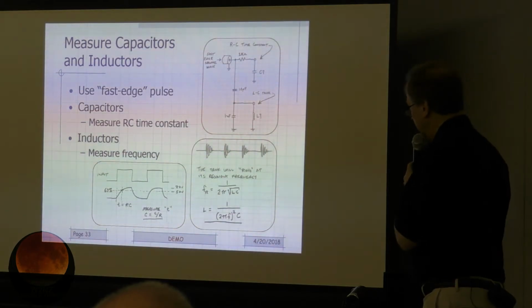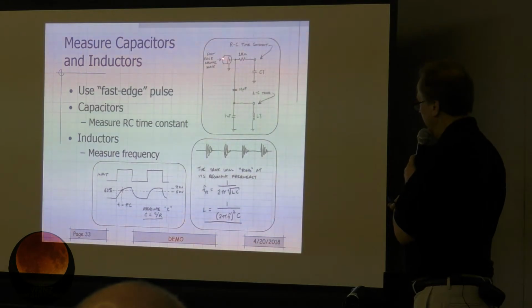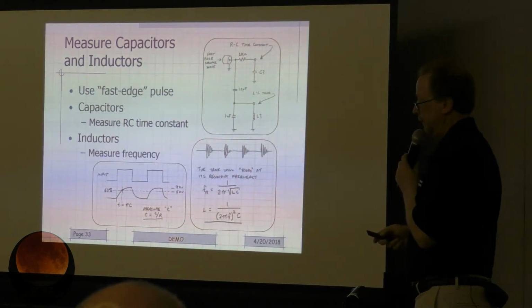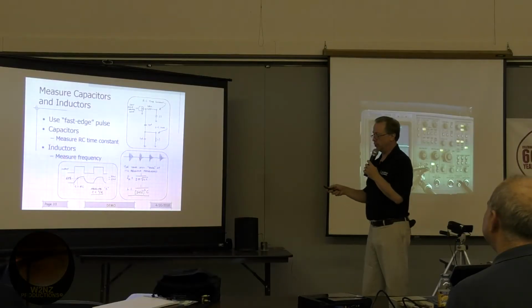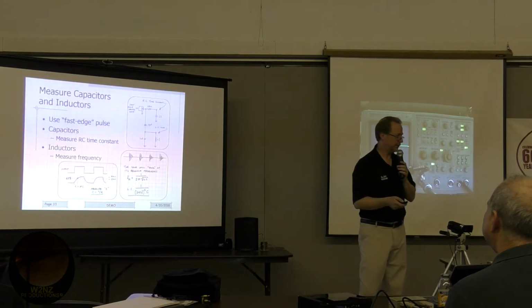Okay, because we're going to do two different things. One half of the fixture, I'm taking my fast edge square wave, going through a 1K ohm series resistor into an unknown capacitor. And all I'm going to do is measure the rise time. What do we know about RC time constants?